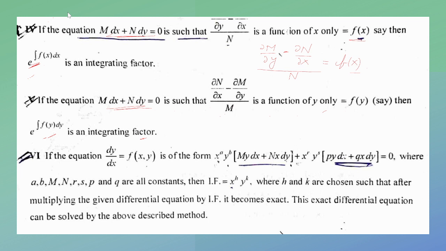Check it. If Mdx plus Ndy equal to 0, then take the partial derivative of M with respect to y minus the partial derivative of N with respect to x, and divide by N. When we subtract the derivative of N with respect to x, we get a function of x, and after dividing by N we get the integrating factor. In a similar case, if we take the partial derivative of M with respect to y, we get a function of y only, dividing by M. This is not a trick, but you can remember it like that, as a key for how to subtract.